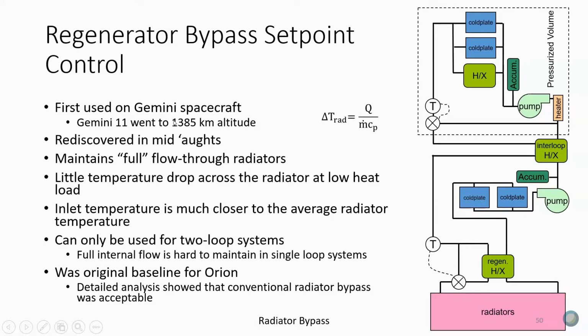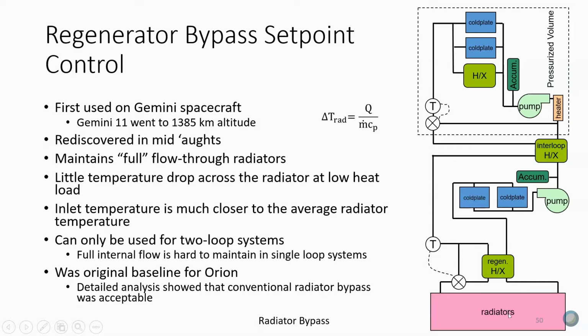So here the idea is that you have a regenerator that you're flowing through and you bypass around that to change your set point. As I said, it was first used on Gemini, and the reason they used it was that they were going to a very high altitude where they weren't seeing much of the energy coming from the Earth. They were very much in a deep space altitude. So they wanted to keep the flow up through the radiator.